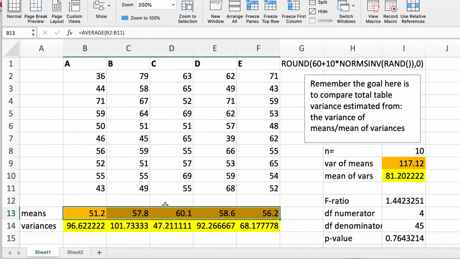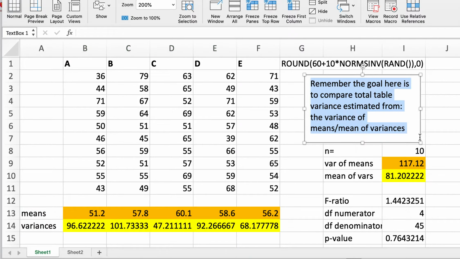The null is that these 5 means are all the same, that they're drawn from the same parent distribution. So remember, what we're going to do for the analysis of variance is compare the total table variance as it's estimated. We're not really estimating this table. We're using this table to estimate the parent distribution from which it was drawn. It was either drawn from 5 different parent distributions, or it was drawn from one.